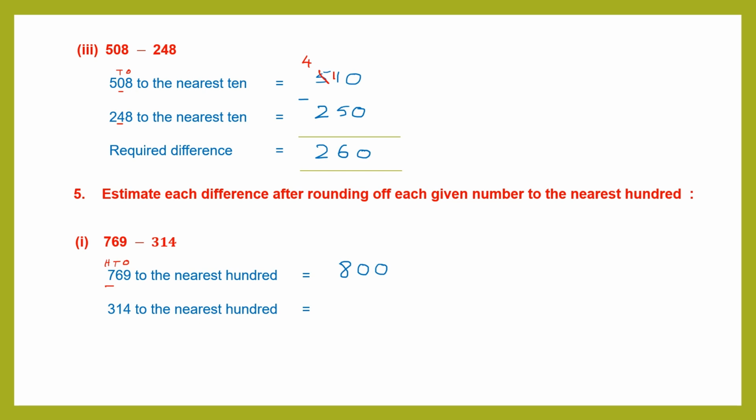314 to the nearest 100. Ones, tens, hundreds. 3 is in the hundreds place. The digit to its right is less than 5, so 3 will remain the same. 3 and the other two digits will get replaced with zeros. Now we have to find the required difference by subtracting these two. So let's subtract 0, 0, 8 minus 3 is 5. 500 is the required difference.